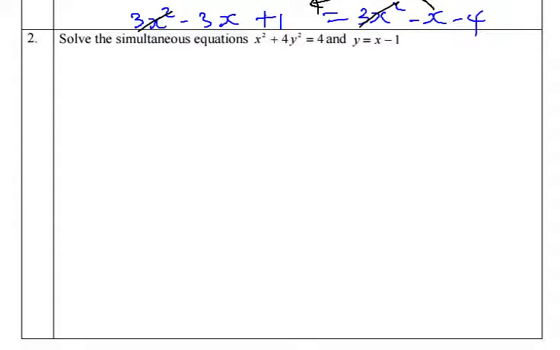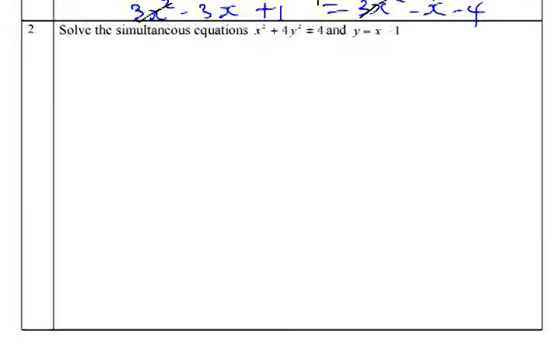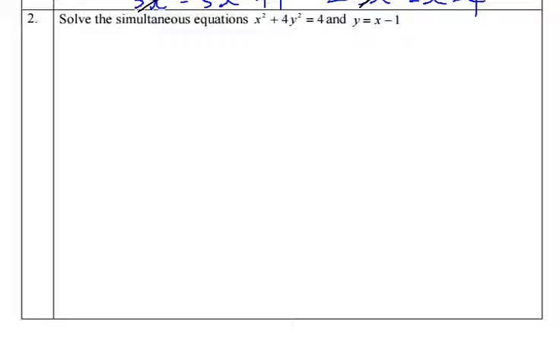Okay, let's look at our question 2. Question 2 is here. It says solve the simultaneous equations. We have that first equation there, and then the second one. When I look at the second one already, I have y being made the subject. This is our first equation, and this is the second.